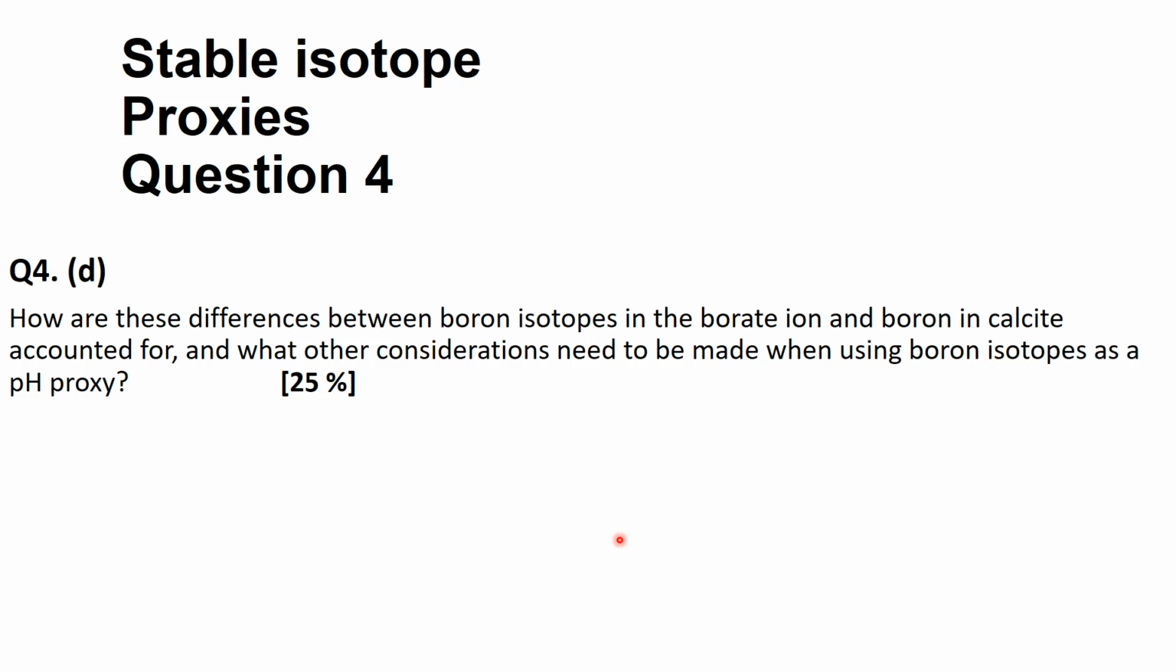There are differences between boron isotopes in the dissolved borate ion and in the calcite. And when we're using those measurements of boron in the calcite, what do we need to do? What do we need to consider when trying to convert them back into the boron isotopes of the borate ion and therefore using it as a pH proxy?